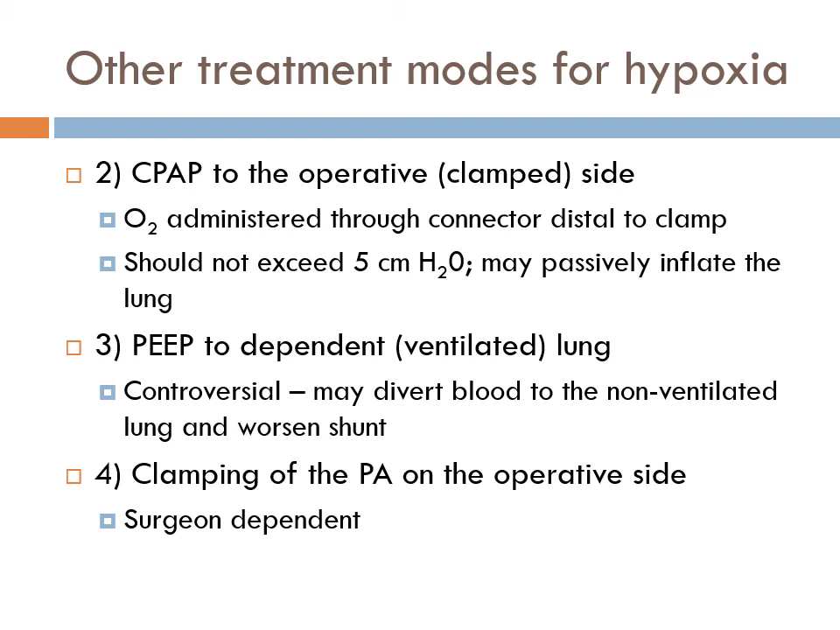Oh, clamping the PA. So things aren't working. No matter what you're doing, you're hypoxic, you're on 100% FiO2, you're just not oxygenating the patient. The surgeon can completely eliminate the shunt that's going on in the actual operative side by clamping the blood that's going to it. So it physically can't go to a lung that has no ventilation.